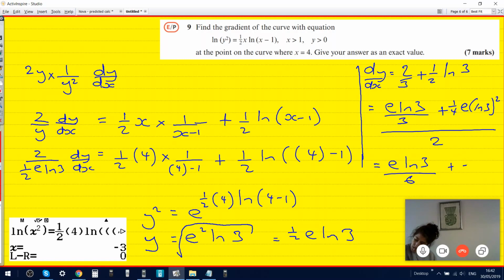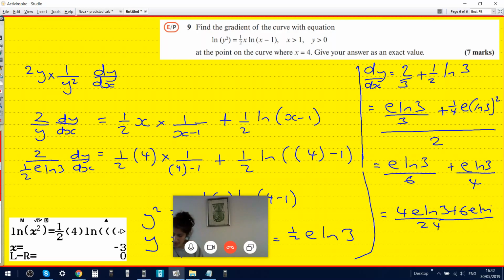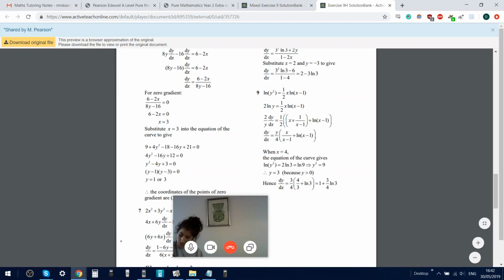Hang on. So, e ln 3 over, I believe, over 4. You could get a common denominator. What, 24? What's 2 times a quarter? A half? So a half over 2 gives you a quarter, so it's over 4. So e ln 3. Yes, okay. I just put it into one fraction. So one is e ln 3 over 6, the other is e ln 3 over 4, and just added the 2. Over 24.